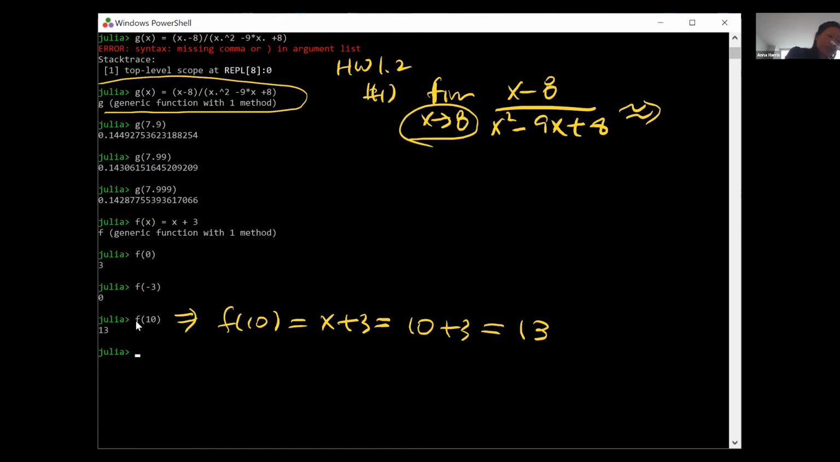So just think about this. If I plug in 8, I'm replacing x with 8.